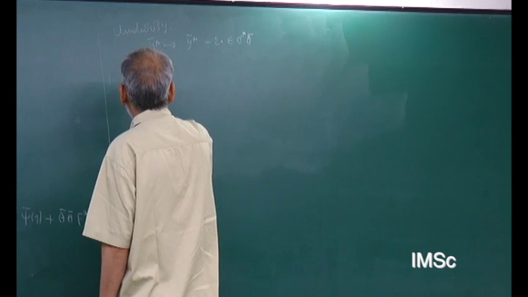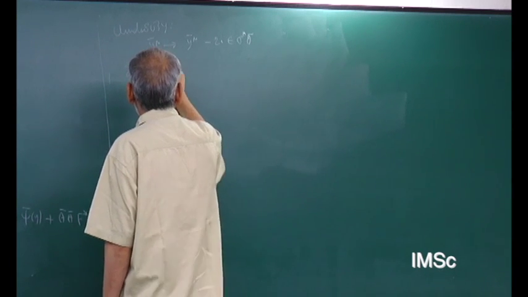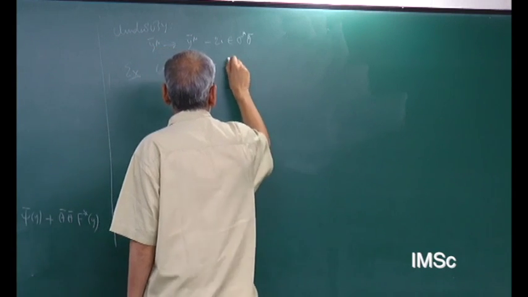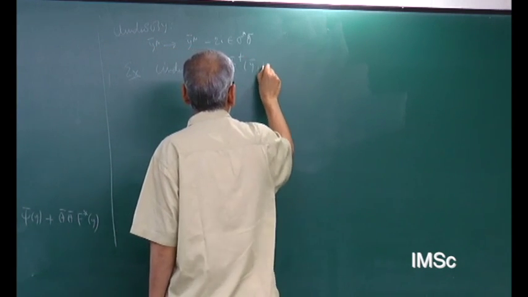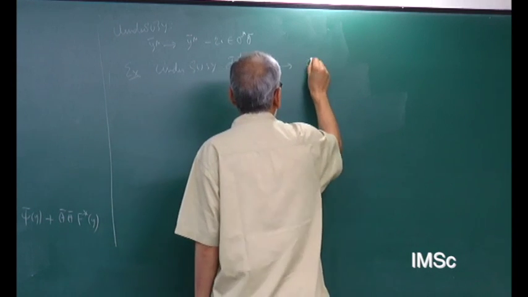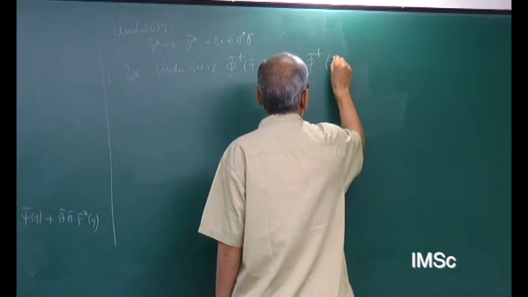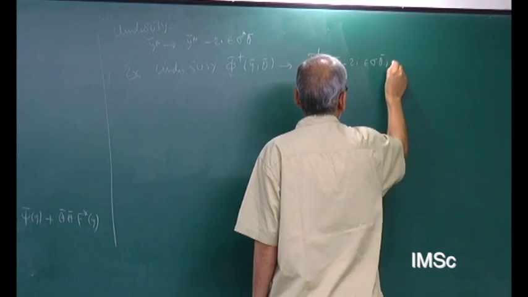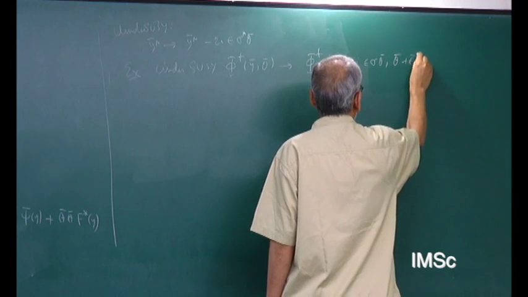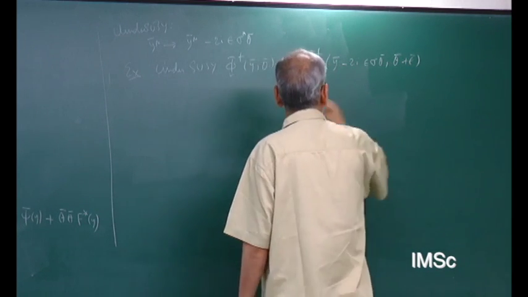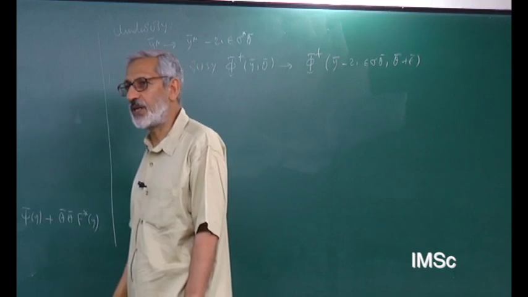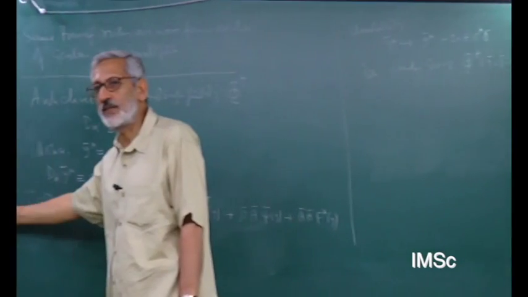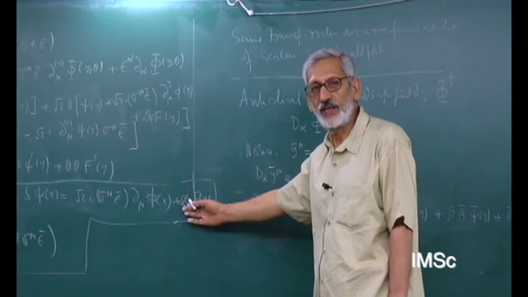Now an exercise. Under SUSY, phi dagger y bar theta bar changes to phi dagger y bar minus 2I epsilon sigma theta bar plus epsilon bar, and make an expansion, a Taylor expansion of this object, and find out how the various components of the antichiral field transform.